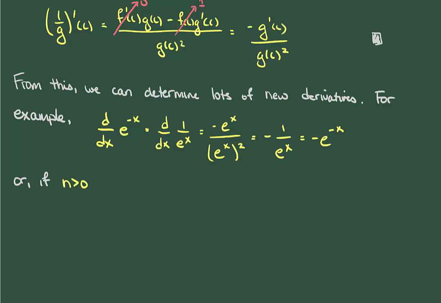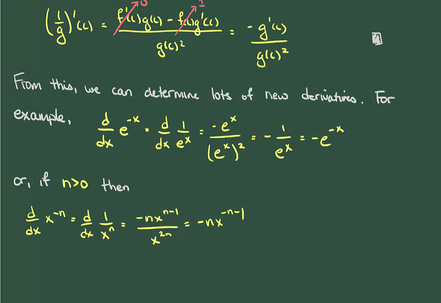As a different example, let's suppose n is a positive number, and let's differentiate x to the negative n by writing it as 1 over x to the n. We know the derivative of x to the n by the power rule, giving us this. And if we simplify the exponents and rewrite it again in terms of x to the negative n, we'll get this. Thinking of negative n as its own number, this looks a lot like the power rule.